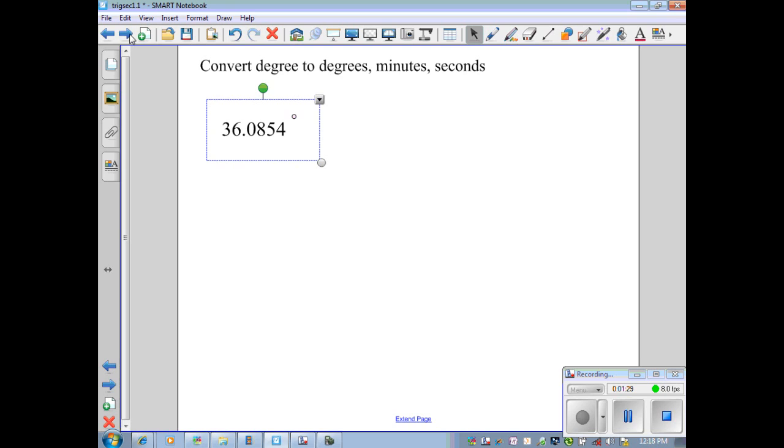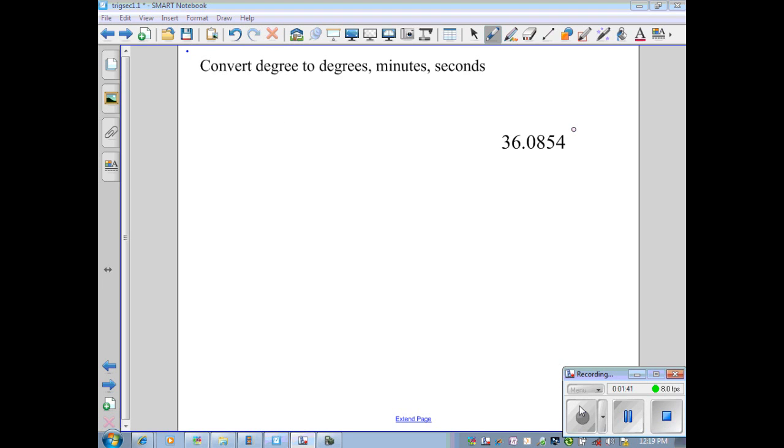What I'd like to do again is have you pause the tape, complete this problem, and when you're done, please press play and follow along to make sure you have the answer correct. All right, let's give this a shot. So we're going to separate this. 36 degrees plus 0.0854. Let's convert that into minutes.